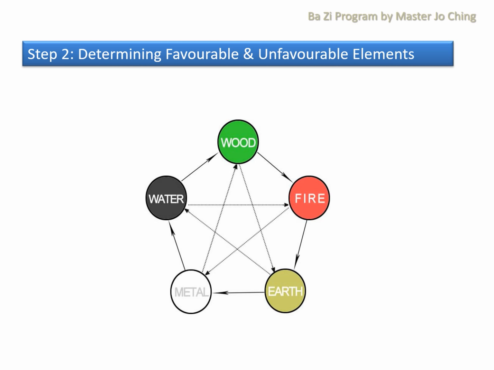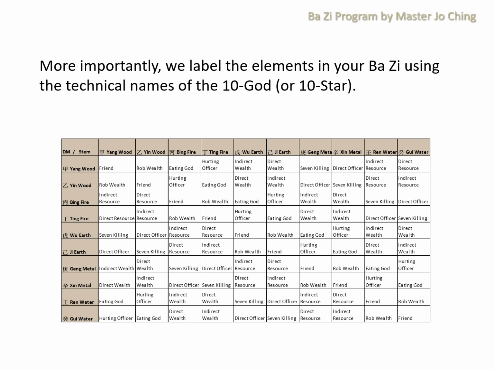Like for example, from there you have to actually add on this additional dimension called the 10 God. Okay, the market call it the 10 God, you can call it the 10 star, and we are using what the general people are using nowadays. The market are using all these terms. Okay, friend, like over here, if you are a Yang Wood person, you see another Yang Wood, you call it the friend star. You see a Yin Wood, you call it a Rob Wealth star. You see a Bing Fire, you call it Eating God.